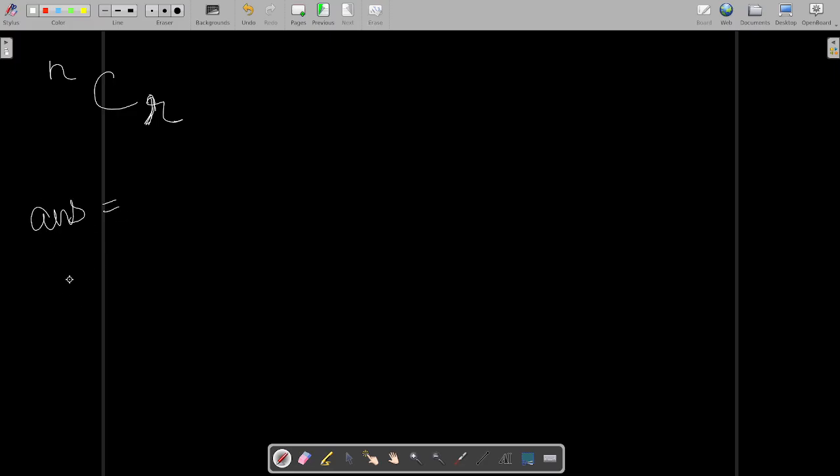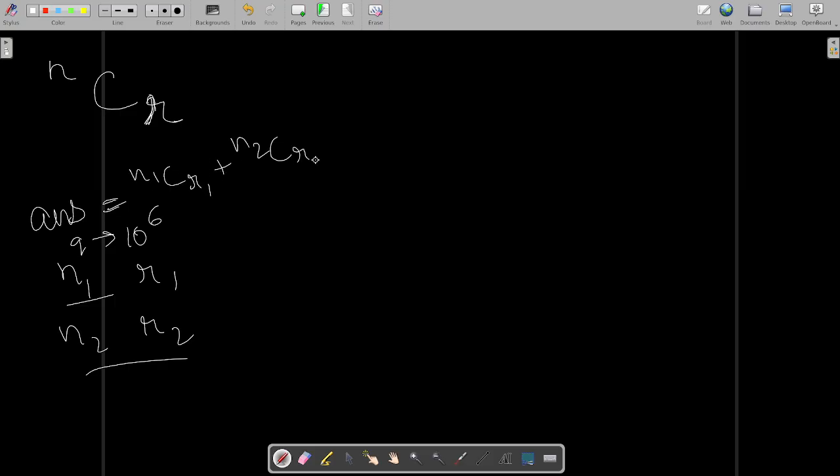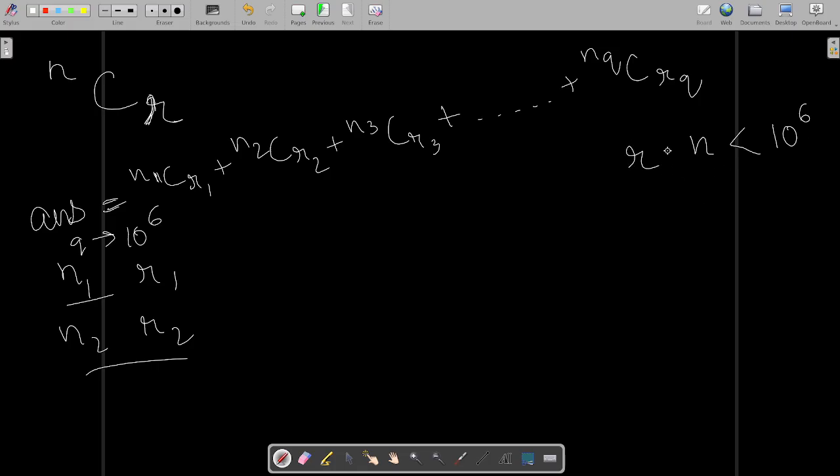Let's say the question is you'll be given multiple n and r, like n1 r1, n2 r2. You'll be given q queries, 10 raised to the power 6 queries of such type. What you have to do is answer this: the answer equals n1 C r1 plus n2 C r2 plus n3 C r3, plus nq C rq. Whatever the number of queries, you have to answer this. The fact is that n is in a given range, so n is less than 10 raised to the power 6, and r is going to be less than or equal to n anyway.